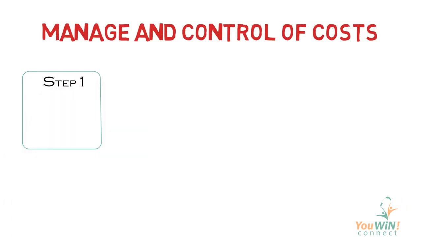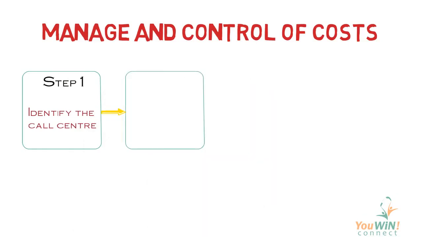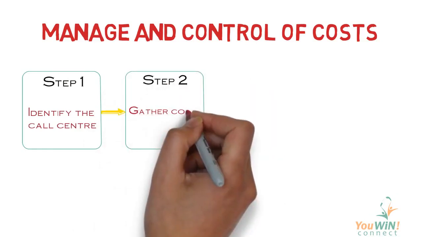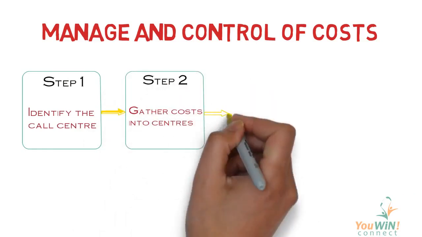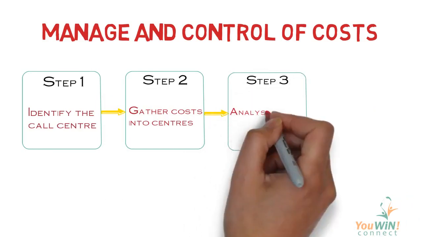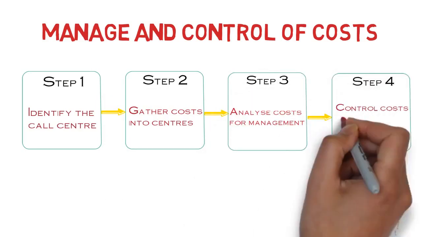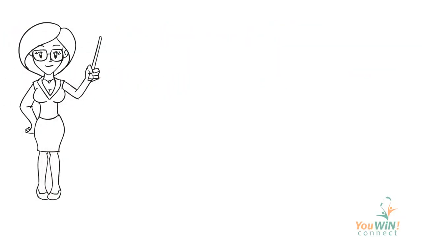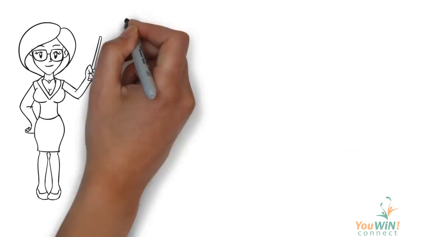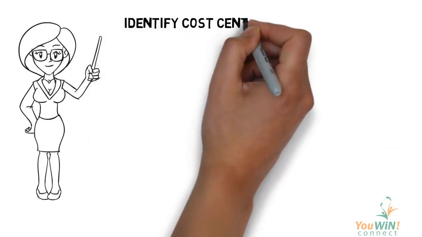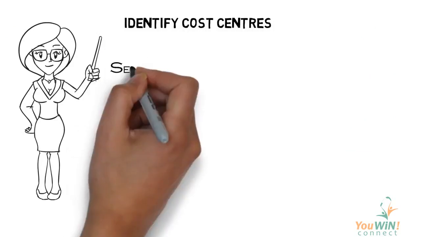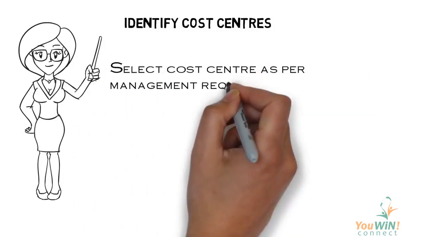Step 1, identify the cost center. Step 2, gather costs into centers. Step 3, analyze cost for management. Step 4, control costs through cost centers. Let's take a look at step 1. Step 1, identify cost centers. Select cost centers as per management requirements.